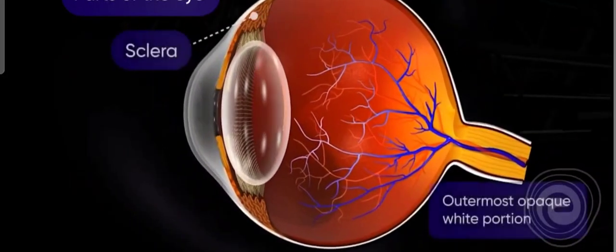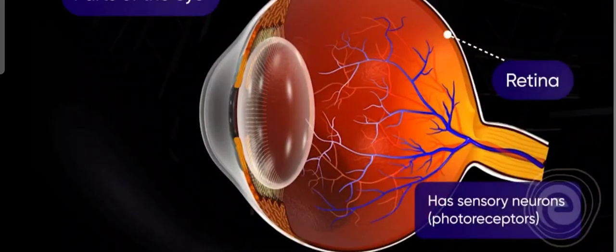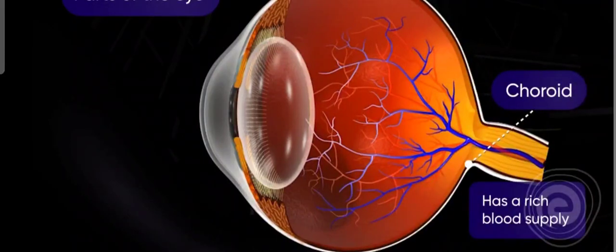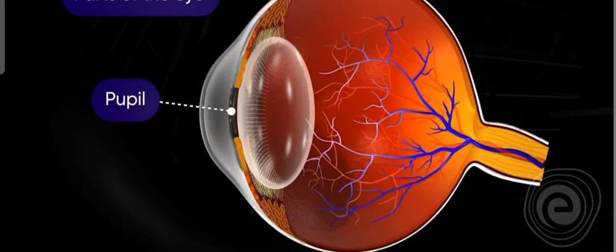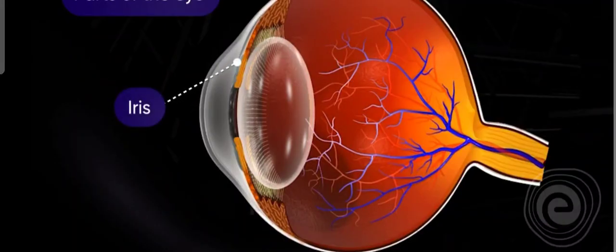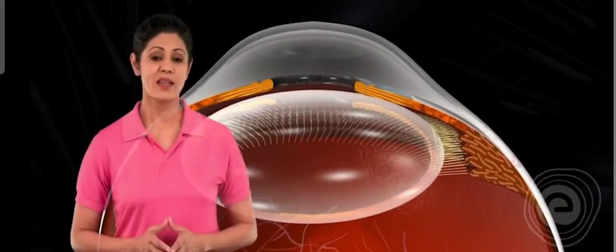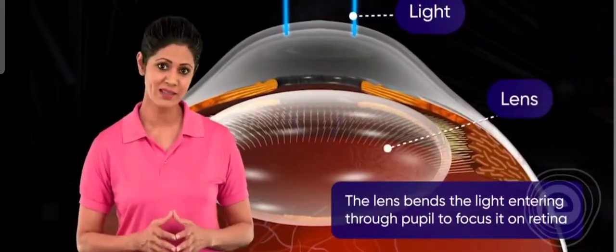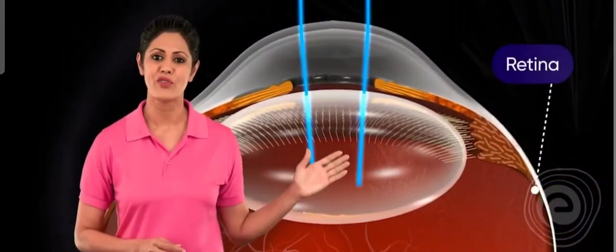The eye also has a sclera, retina, choroid layer, cornea, pupil, and iris. The light passes through the eye lens, which bends it to focus it on the innermost layer of the retina.